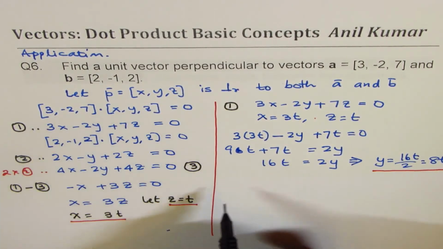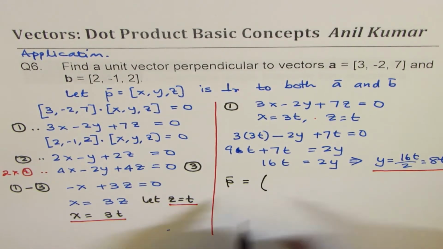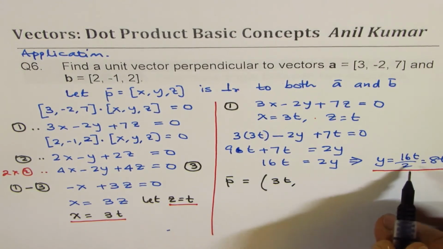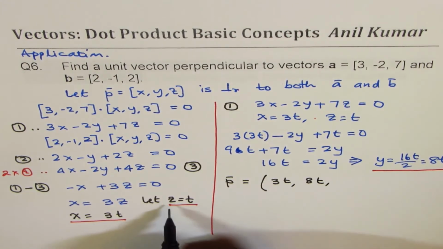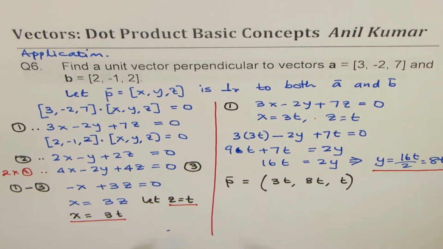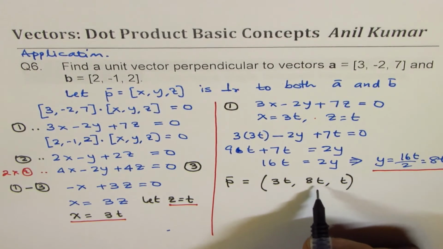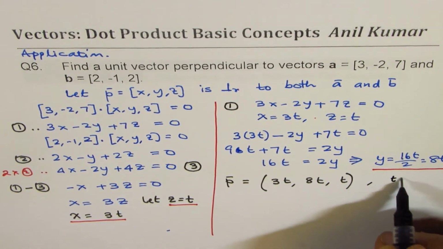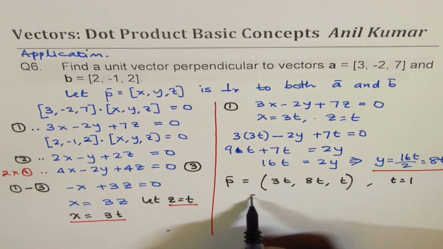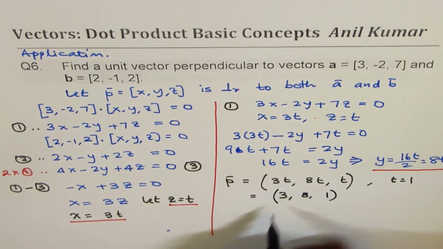So x, y, z are known, so we can say the vector p is 3t, 8t, t. So that becomes the vector. Now the question is, we could give any value to t. We could give t as 1 also, right? So if t equals 1, we do get a vector which is 3, 8 and 1, right?